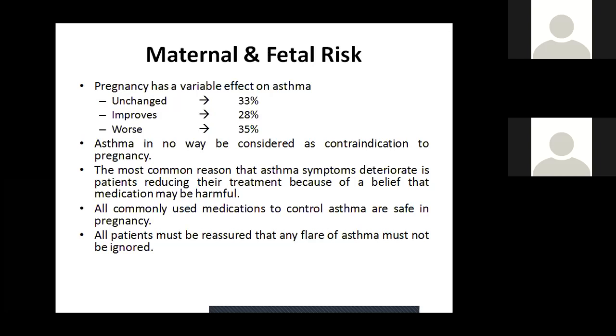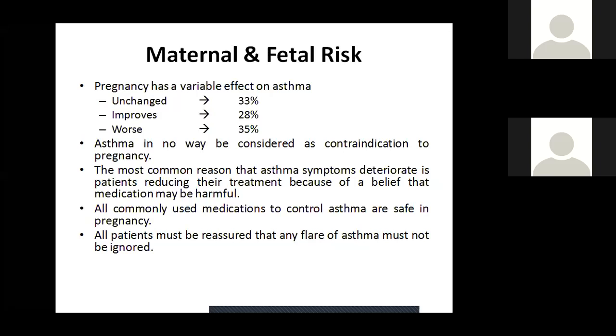The most common reason asthma symptoms deteriorate is that patients reduce their treatment because of a belief that medication may be harmful. This is the most common myth among our patients, that the medications cause problems during pregnancy, so most of them stop taking their medications. These patients require thorough counseling that whatever medication they are taking should continue, and we can just follow for any side effects or teratogenic effect of the drugs. All commonly used drugs to control asthma are safe in pregnancy, so we can confidently continue with the medications.